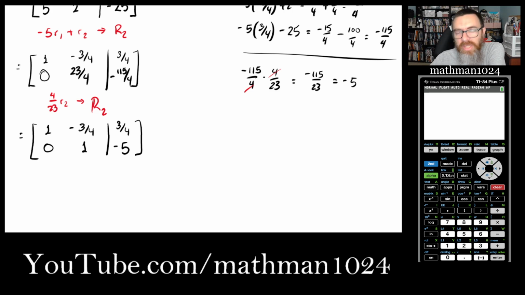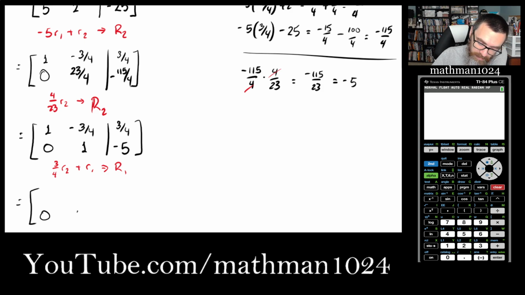So this is row echelon form. I want to go to reduced row echelon form. So I want to kill this guy right here. I don't want the negative 3/4. So if I multiply the bottom row by 3/4 and add it to the top row, that's going to be my new row 1. So it's my bottom row that doesn't change this time.